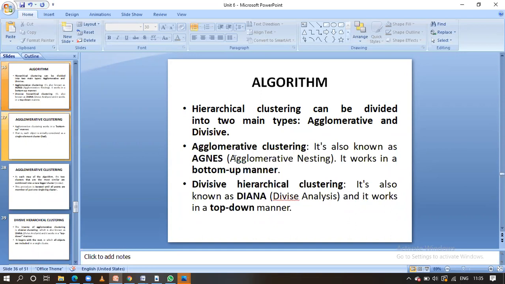But coming to agglomerative hierarchical clustering, here we go from single objects, starting from the leaf nodes to the overall root node.